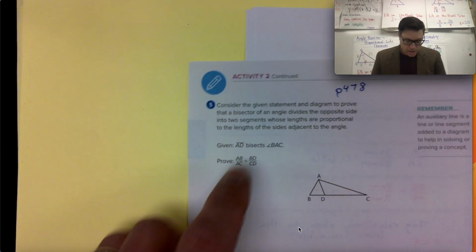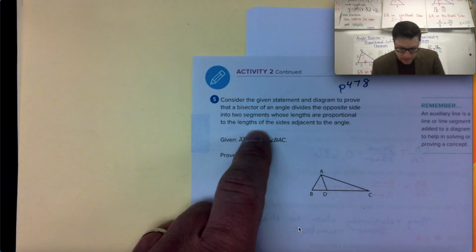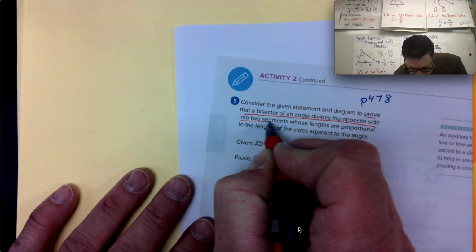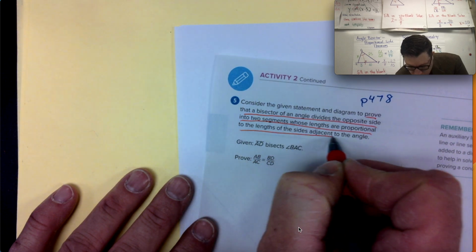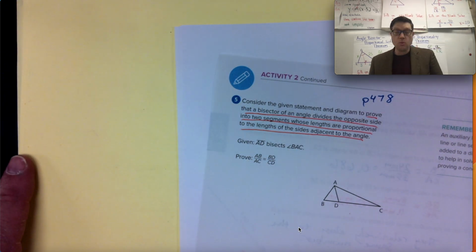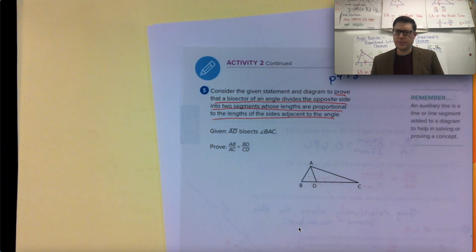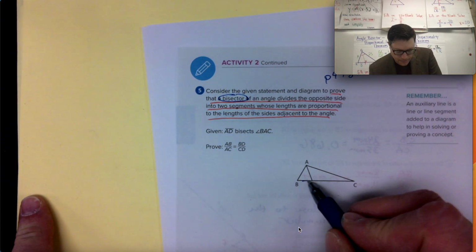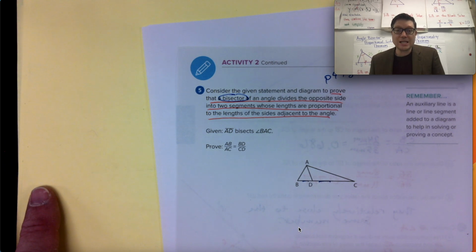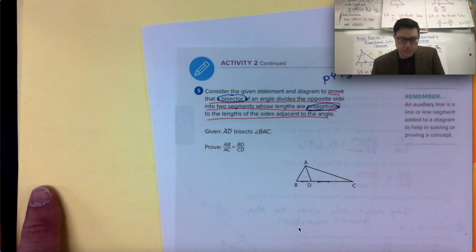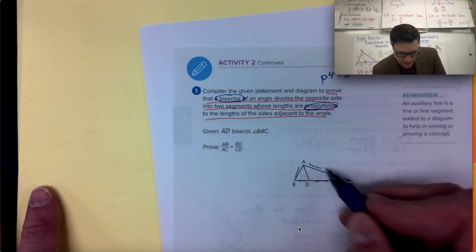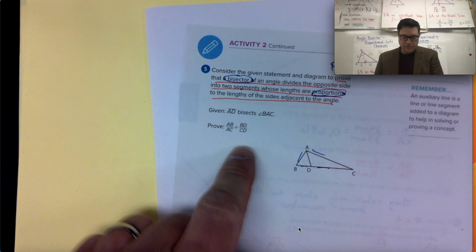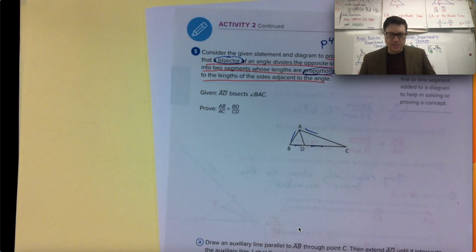So here we go. Consider the given statement and diagram to prove that a bisector of an angle divides the opposite side into two segments whose lengths are proportional to the lengths of the sides adjacent to the angle. Wow. That's a lot of language. The bisector of an angle divides the opposite side into segments whose lengths are proportional to the lengths of the sides adjacent to the angle. So maybe some highlighting is the appropriate thing, just to understand this given, prove, and diagram.